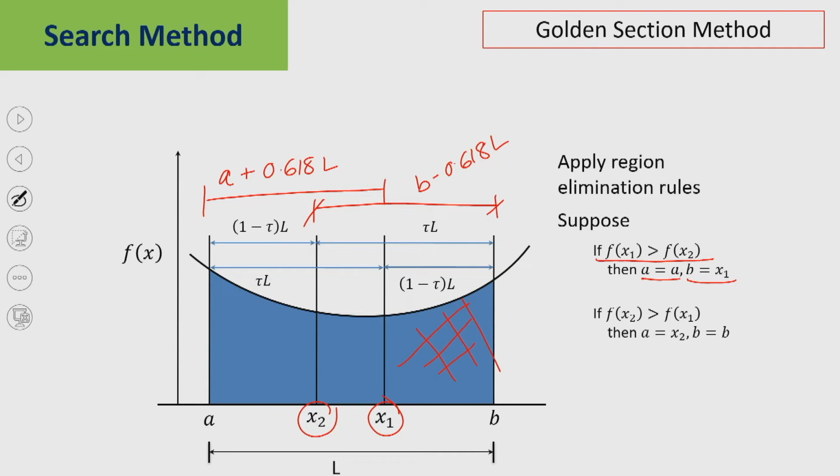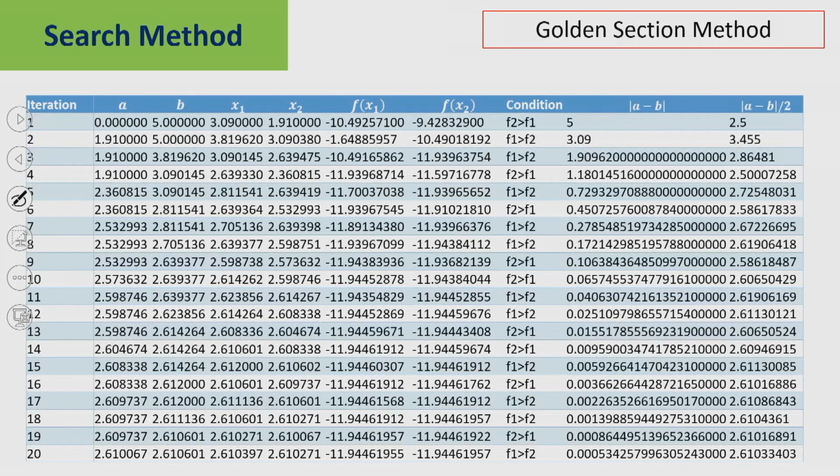If that is not true, then the second condition is f of x2 is greater than f of x1. That means the function value at x2 is greater than the function value at x1. In that case, this particular region will be eliminated, and therefore a equals x2 and b equals b. So b will be unchanged, but a will change to x2. We are just applying these two conditions, and one of them will be true.